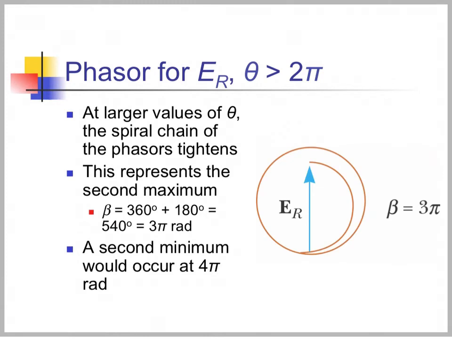At larger values of theta, the spiral chain of the phasors tightens, and then we get a secondary maximum when beta is equal to 360 plus 180 degrees, or 3 pi radians. So the second minimum is going to occur when this completes the circle, and I have E_R is 0 again. That's going to appear at 4 pi radians.